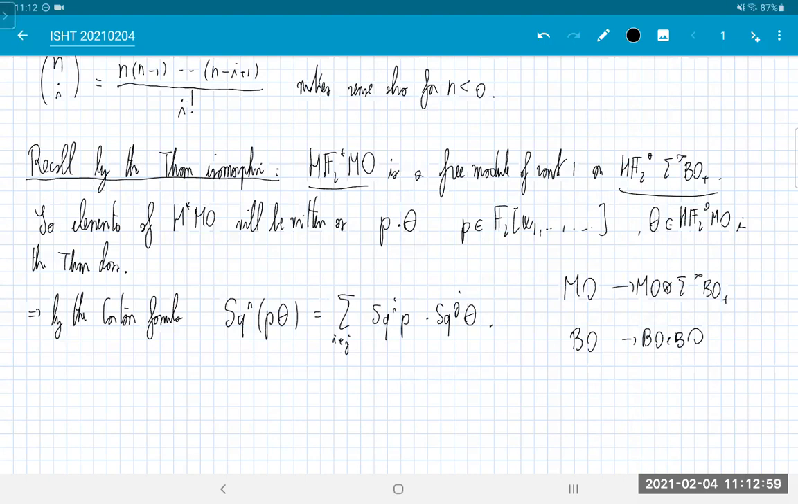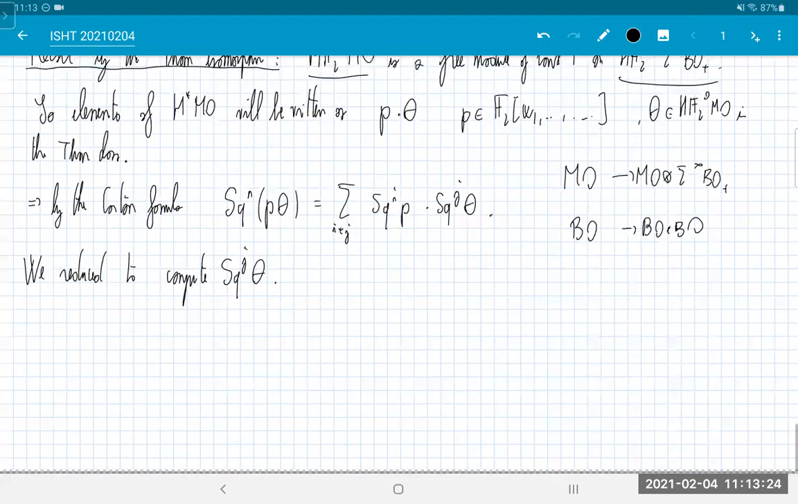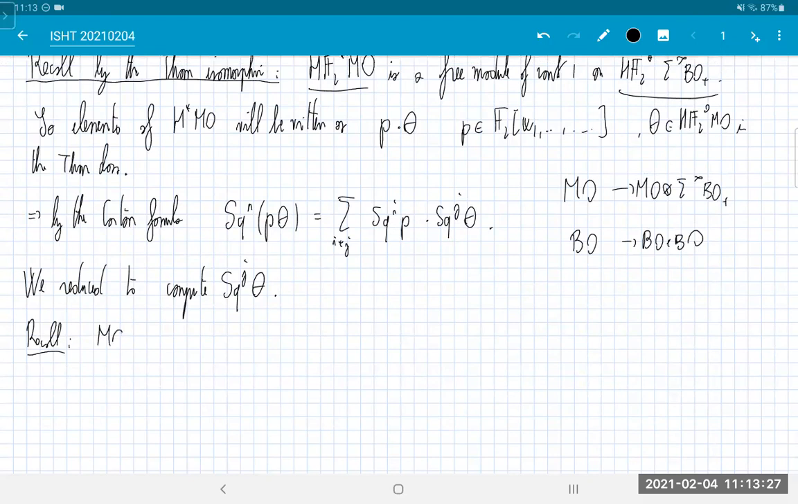Okay. So we reduced to computing Sq^j theta. And we're almost there. We're going to use the splitting principle once again. So, recall MO, we used this also yesterday, on Monday. We had this formula here. This canonical presentation. Well, it's not a canonical presentation, but we have this presentation that comes from writing BO as the colimit of the BO_n.